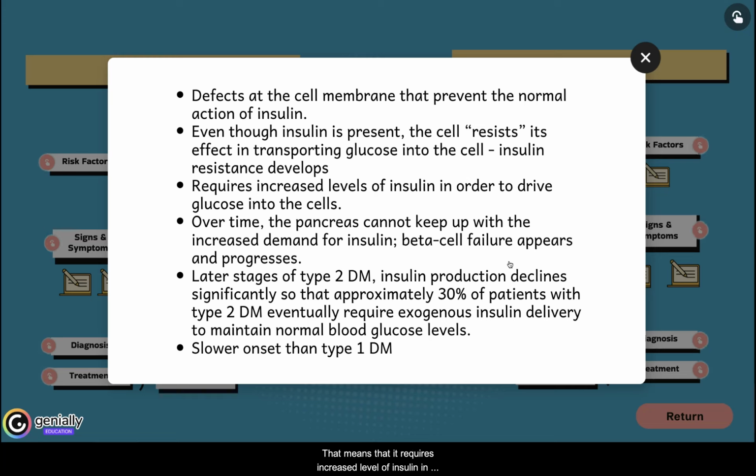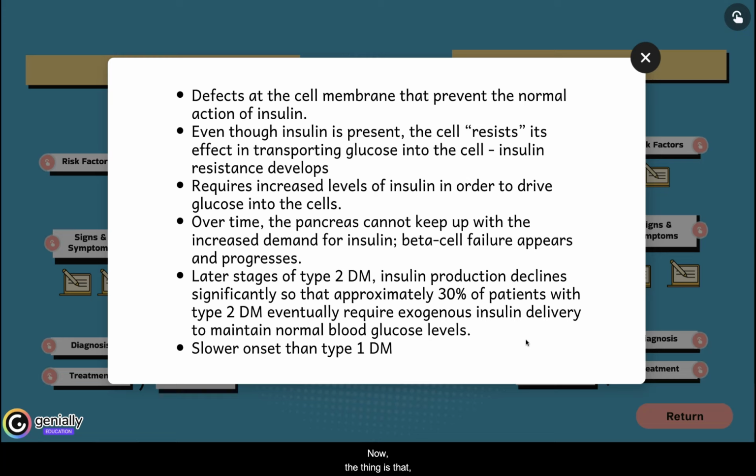That means that it requires increased level of insulin in order to drive the glucose into the cells. Over time, the pancreas cannot keep up with the increased demand for the insulin, and beta cell failure appears and progresses. In later stages of type 2, insulin production declines significantly, so that approximately 30% of the patients with type 2 eventually require exogenous insulin delivery to maintain normal blood glucose levels. It's a slower onset than type 1.